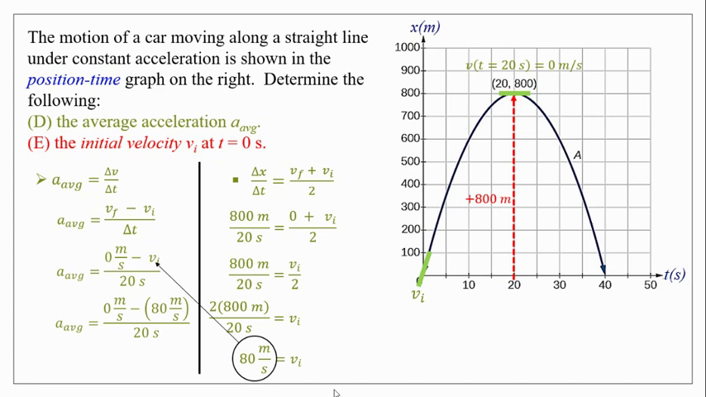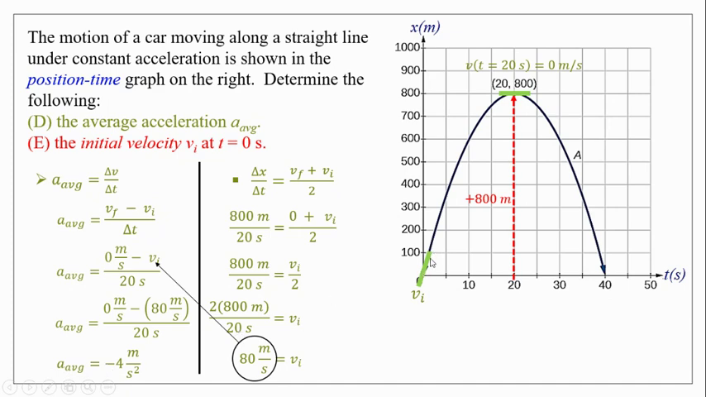A average is equal to 0 minus 80. The negative sign is part of the equation. And if you carry that negative sign down, it will be negative 80 divided by 20 seconds, which is a negative 4 meters per second squared. And the negative sign here fits with what it's doing.